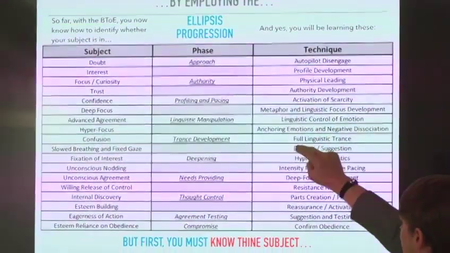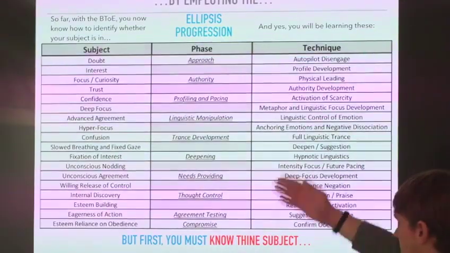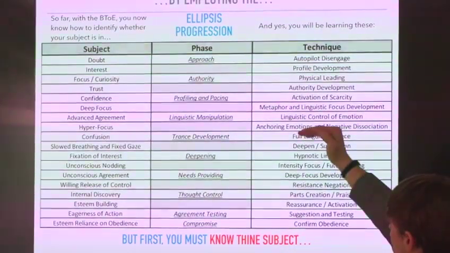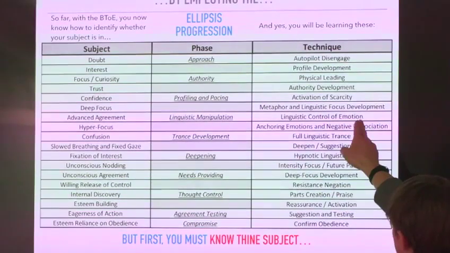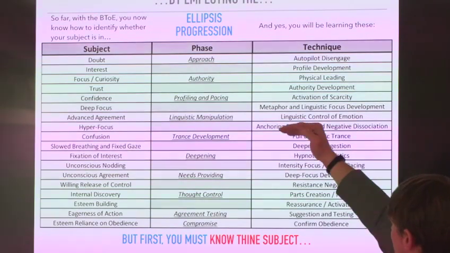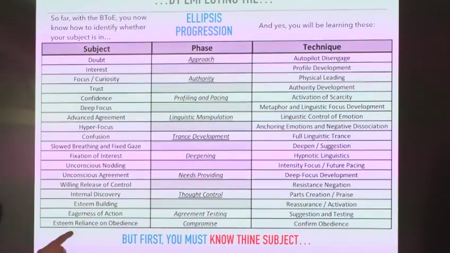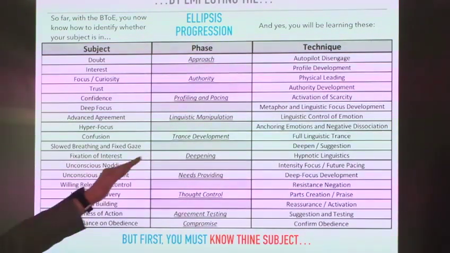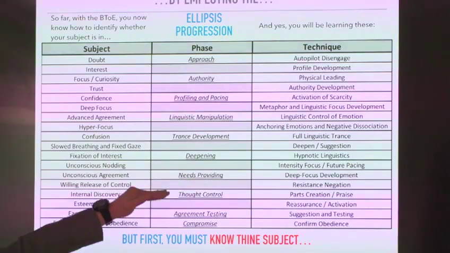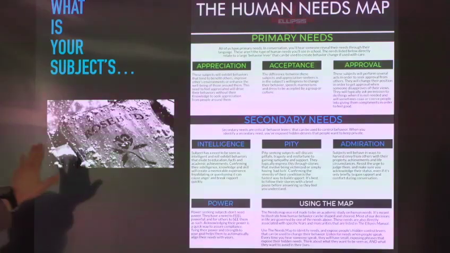If they're in the doubt phase, use the autopilot disengage technique. That's one of the techniques in the manual. Once you've gotten them to interest, still in the approach phase, profile development. That's a technique you want to use. So it goes all the way down to this is where you want them: eagerness of action, esteem, reliance, obedience. Okay? You use these techniques and you have to know where you are in the phase, which phase you're on in the interaction.